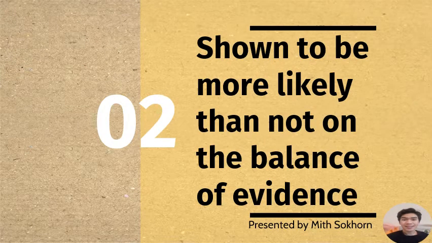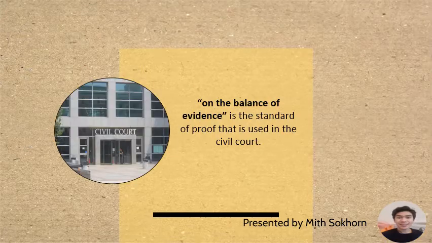So the next one is shown to be more likely than not on the balance of evidence. It is a standard of proof that is used in the civil courts. It means that in the civil court, you must prove on the balance of probability that your case is true. This means that the judge must be satisfied with your evidence, so that he thinks the evidence is more probable than not, and so you succeed in the case.